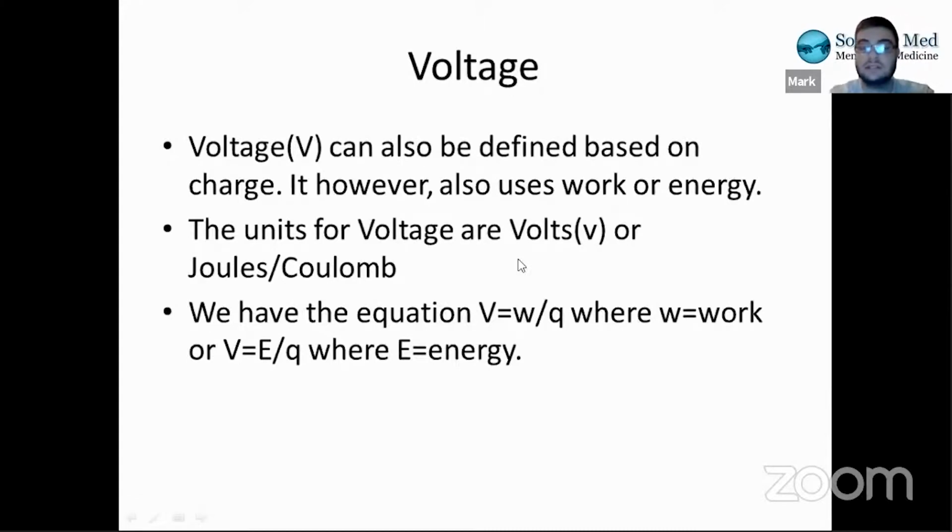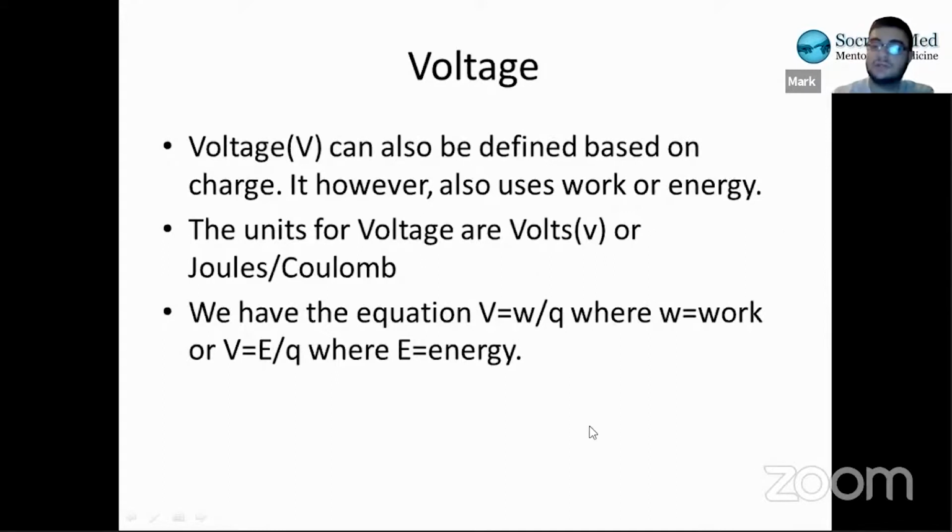Next is voltage. Voltage can also be defined based on charge. It, however, also uses work or energy. So the units for voltage are volts. Voltage is written as capital V, and volts, the unit, is written as lowercase v. The units for volts can also be joules per coulomb. Because of that, we have the equation voltage equals work over charge, or voltage equals energy over charge, right?